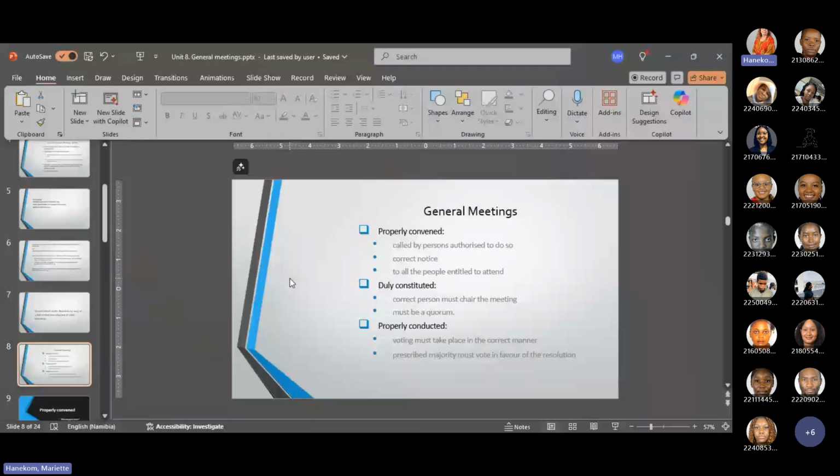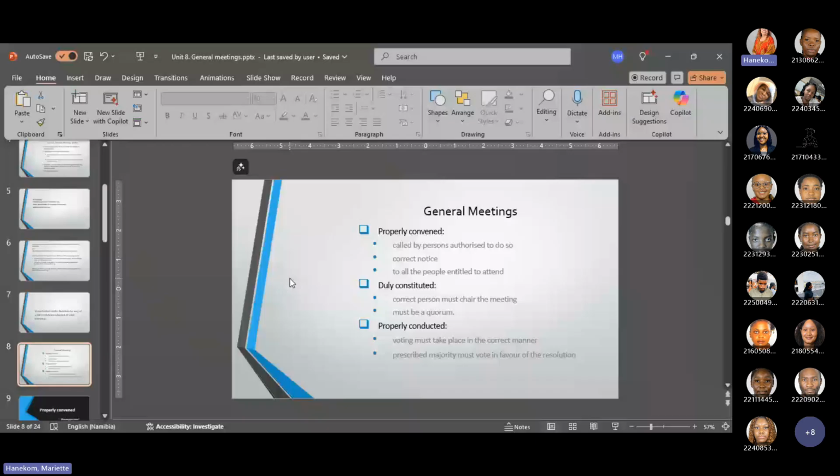Then, on the day of the meeting, before the meeting starts, you need to check, has the meeting been duly constituted? Two aspects that you look at there. Is there a chairperson, the correct person? And more importantly, there must be a quorum. If there's not a quorum, the meeting is not duly constituted. It cannot proceed. A meeting that has not been properly convened and duly constituted cannot adopt valid resolutions.